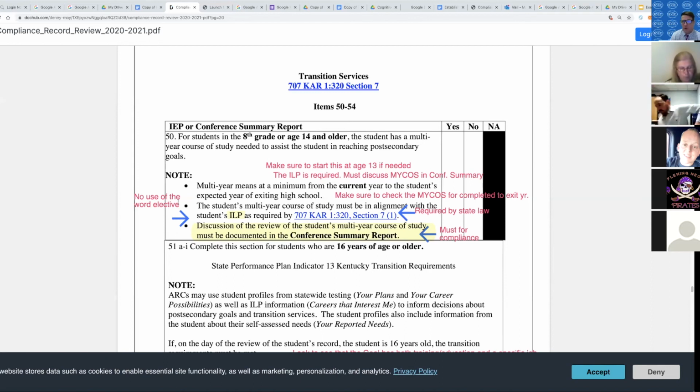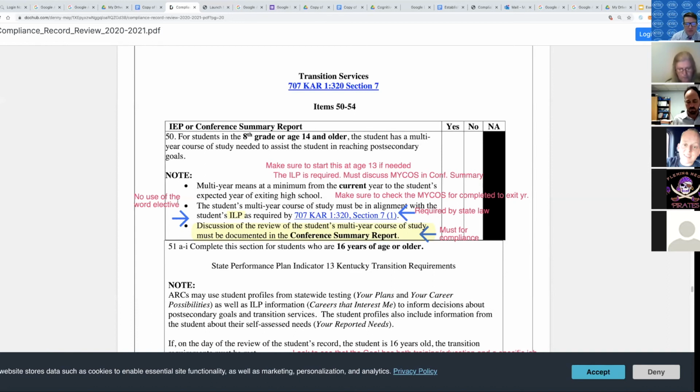So we're looking at that multi-year course of study. That multi-year course of study is included in your IEP. If you're following along with your IEP, you're also looking at the conference summary report to see that in order to be in compliance, you've got to discuss this in your conference summary. And that's where we fall off the page lots of times. You'll have it in your IEP, but it's not in your conference summary.